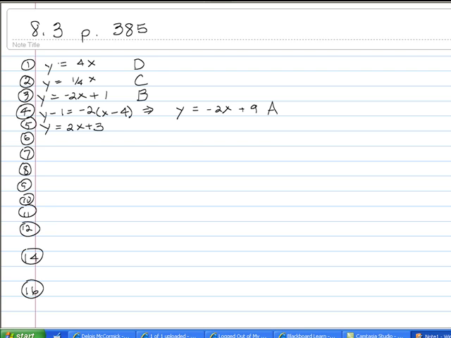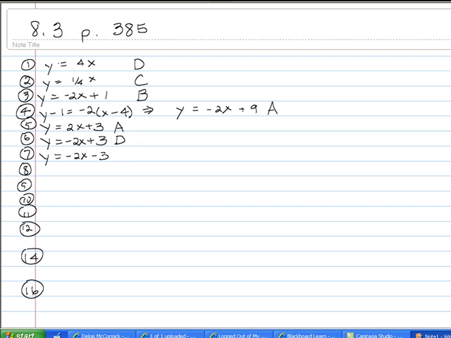Okay, y equals negative 2x plus 3. So our slope will be going negatively. So that's C, D, or G. And again, the y-intercept is 3, so it's answer D. Number 7, y equals negative 2x minus 3. So we have a negative slope again, and so that's C or G. And the y-intercept is at negative 3, so that's C.